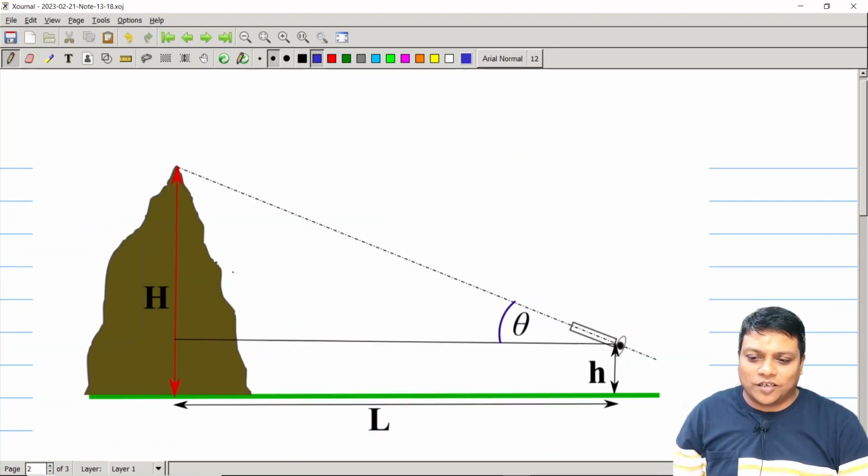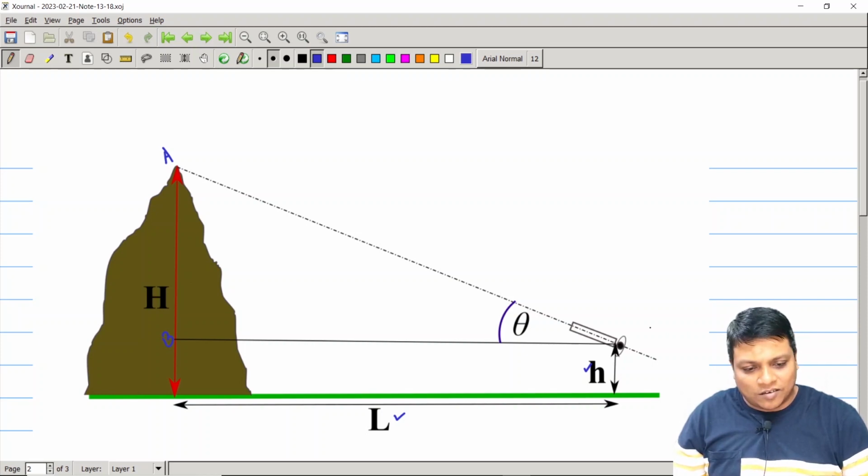This is the mountain whose height is to be measured, and our position is at a horizontal distance of capital L here, and our vertical position of eye level is at a height of small h. The angle of inclination or elevation of the mountain top is theta here. We are looking through a pipe to the mountain tip. Let us name this triangle ABC.